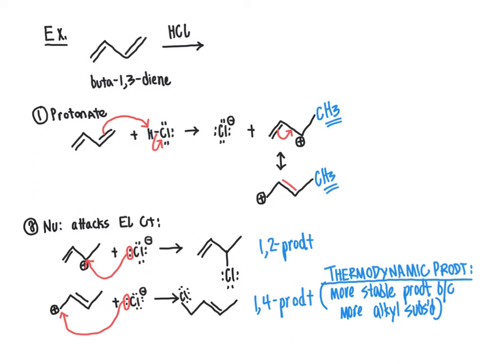So the thermodynamic product, by definition, in a very general sense, is going to refer to the product that is the most stable product. And in the case of this reaction, the 1,4 product is our most stable, therefore thermodynamic product, because it is the most alkyl substituted.